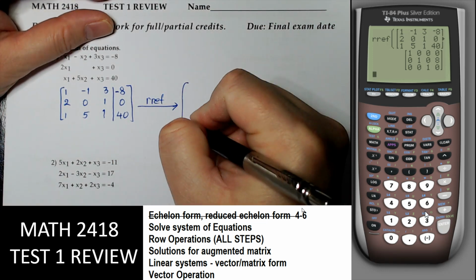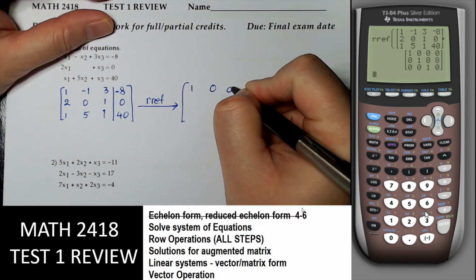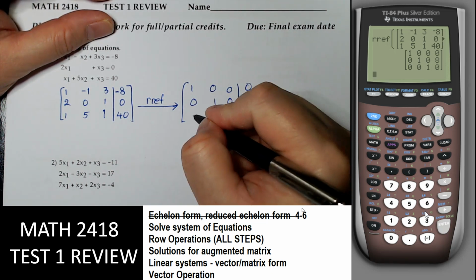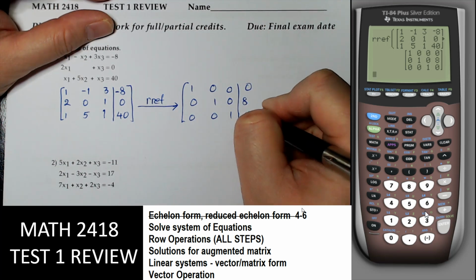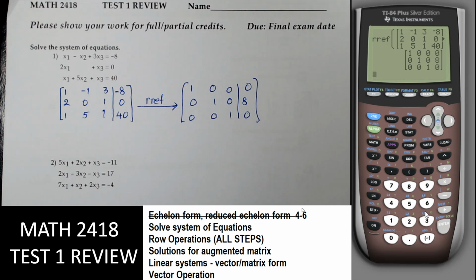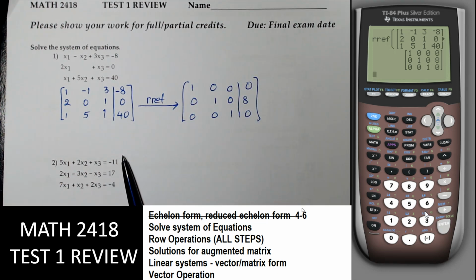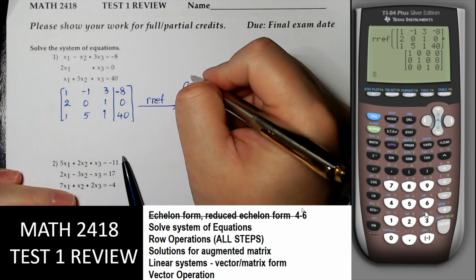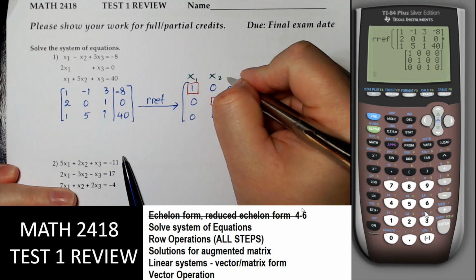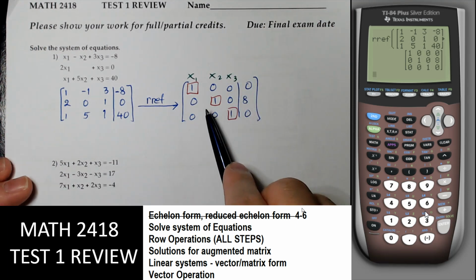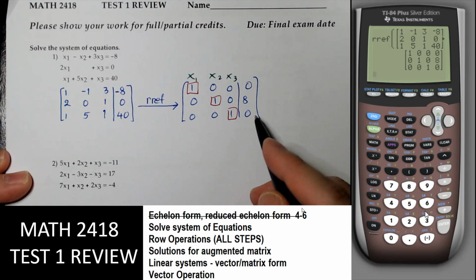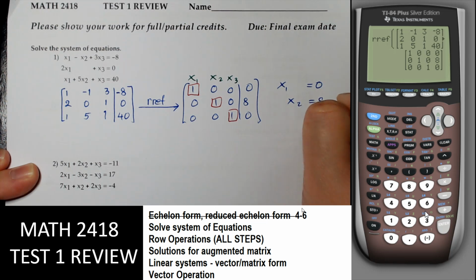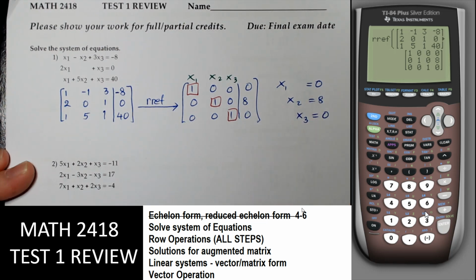And we have 1 0 0 0, 0 1 0 8, 0 0 1 0. So on this we have a pivot entry in each column, and so all of those are basic variables. So we have x1 is 0, x2 is 8, and x3 is 0. So that's pretty much it.